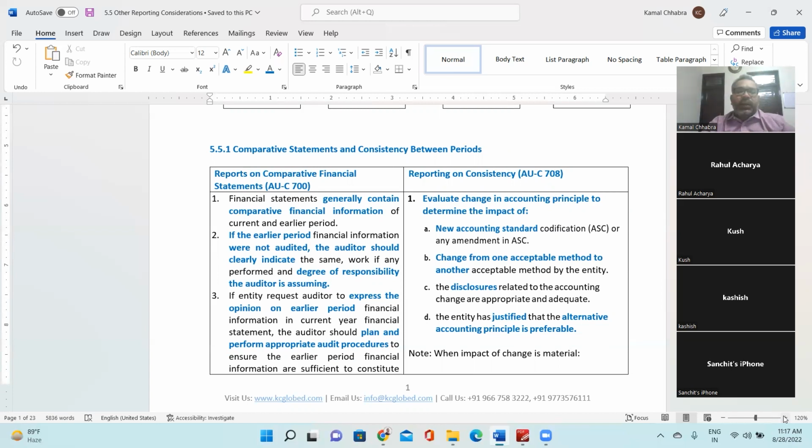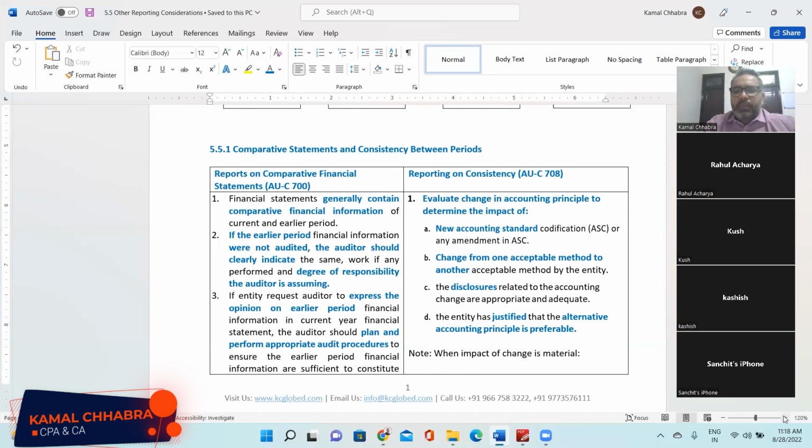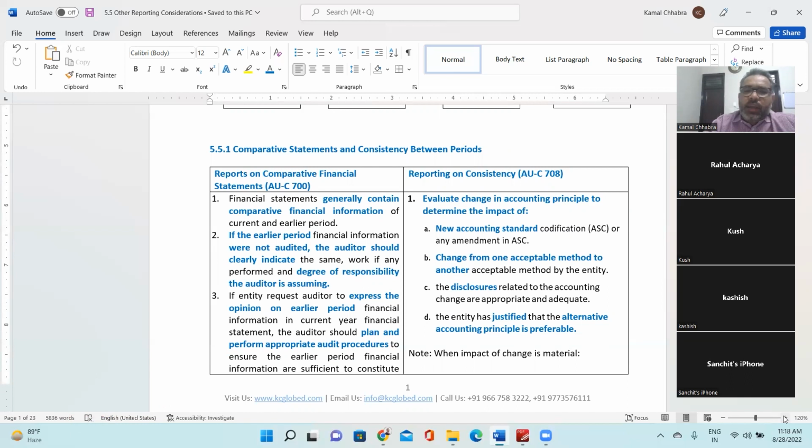So if you look at the left hand side, report on comparative financial statement. Comparative financial statement means previous year number and current year number. So what all things you need to keep in mind? First is the financial statement generally contains comparative financial information of the current period and earlier period. Second, if the earlier period financial information was not audited, there might be a possibility for a non-issuer that previous year financial statements are not audited, right?